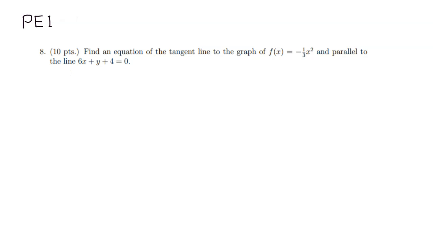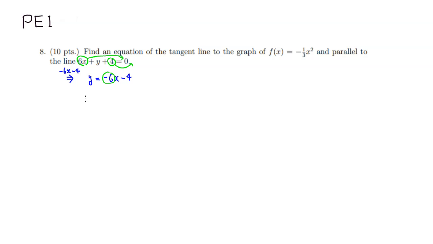All right, so if you look at this given line, I'm going to solve for y. I'm going to subtract 6x and subtract 4 so that we can move 6x and 4 to the other side. So y is equal to negative 6x minus 4. We know the slope shows up right here, so the slope of the given line is negative 6.